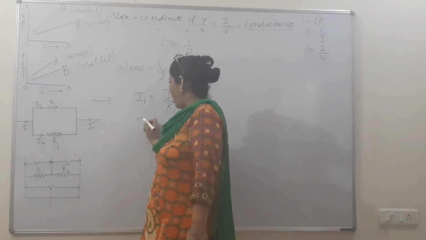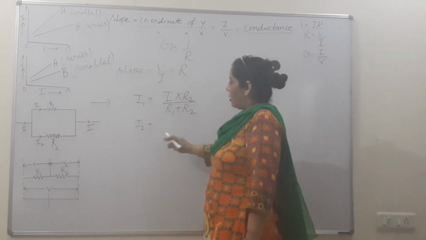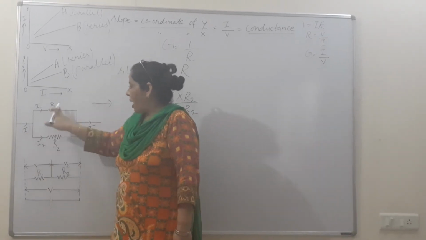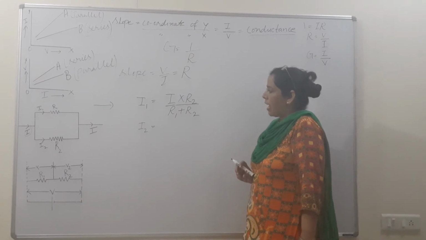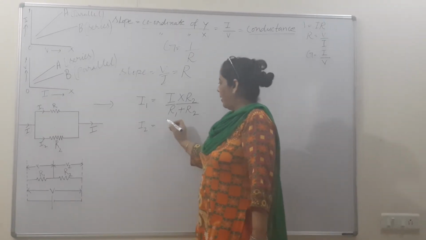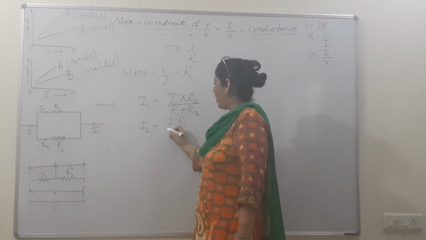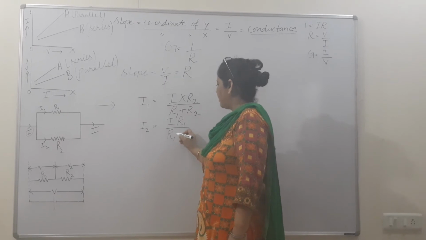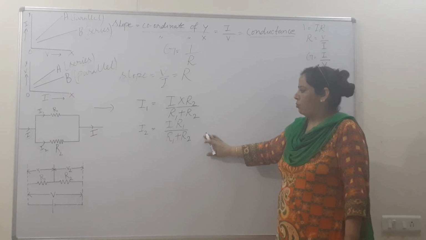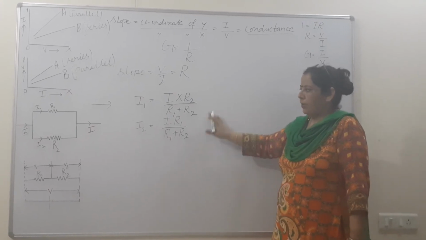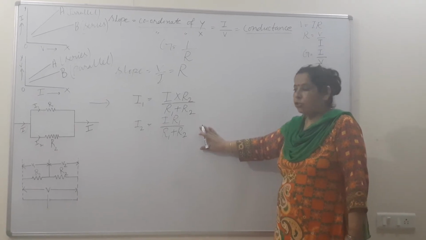In the same way, beta, I2 will be equal to, suppose I is given to you and R1, R2 are given to you, then how will you find it? I2 will be equal to I multiplied by R1 divided by R1 plus R2. These formulas you have to learn. There is no direct application of them; they are applicable only when you solve the numericals.